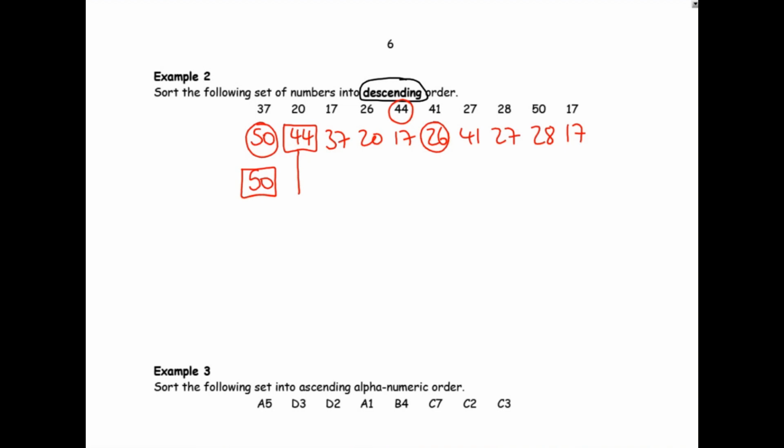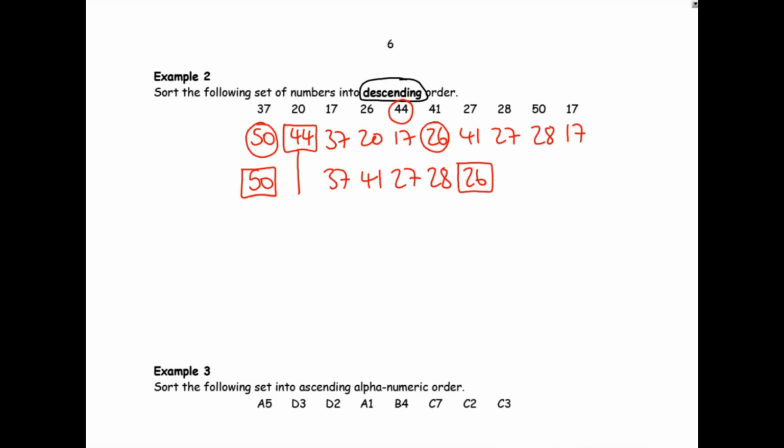I'm then going to work my way along the second list, and anything bigger than 26 I'm going to write first. Then I'm going to put 26, and then anything less than 26 I'm going to put after 26. So 37 is bigger than 26, so I'll put that in first. 20 is not, 17 is not, but 41 is, so I put 41. 27 is bigger than 26, so is 28, but 17 isn't. So these are all the numbers that are bigger than 26. I then put 26 in, and now this is in the correct position.